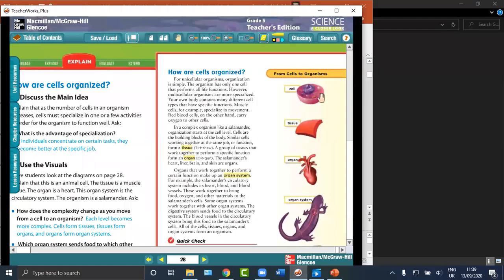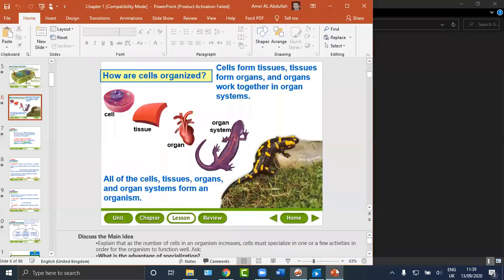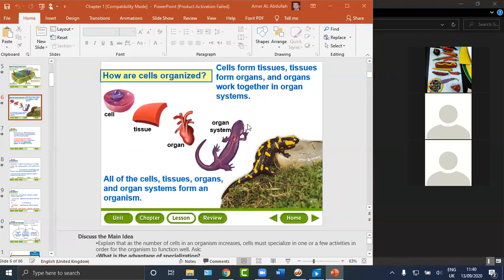Look to this figure: cell, tissue, organ, and organ system. Who can explain the figures? What is the relationship between cell, tissue, organ, and organ system? My students, who can explain the relationship? This is a system to make a life, because if it didn't make this, it will not be alive.